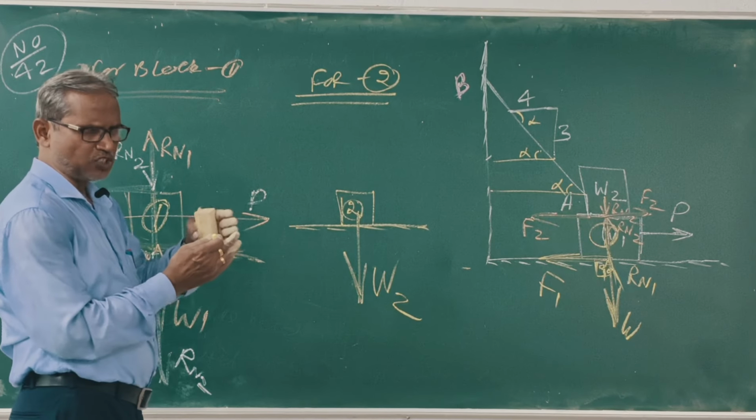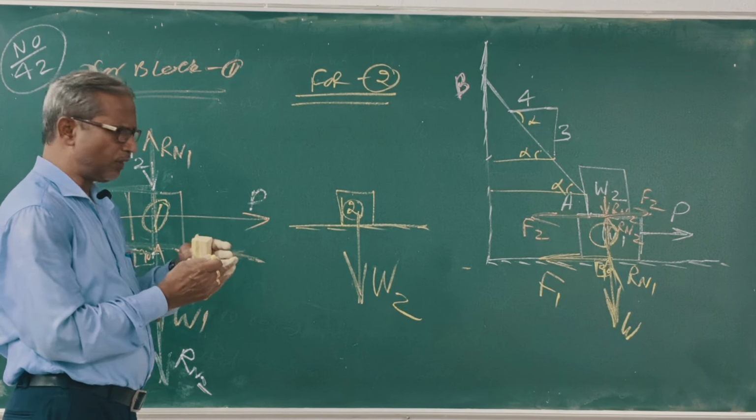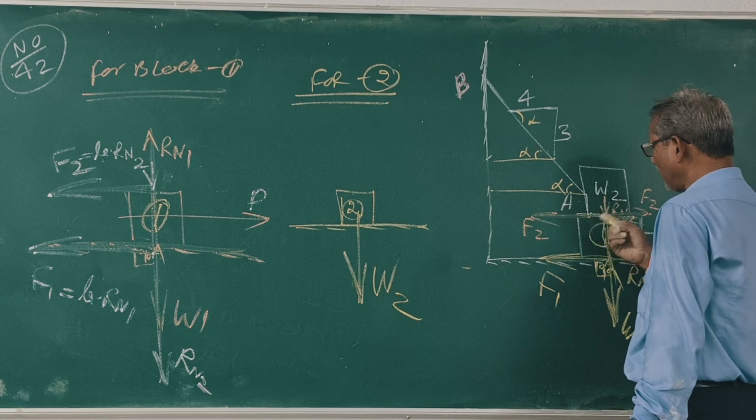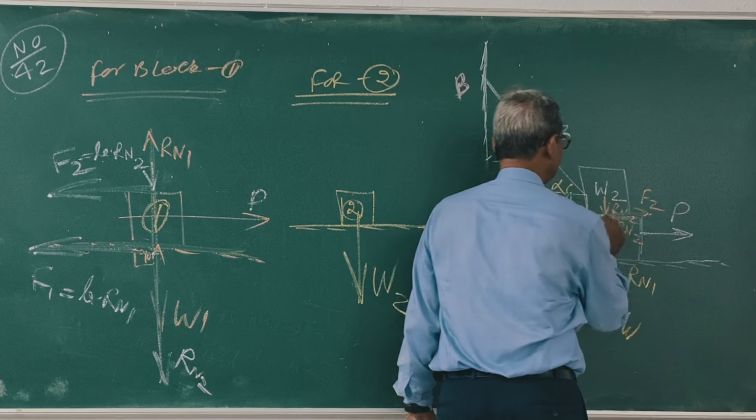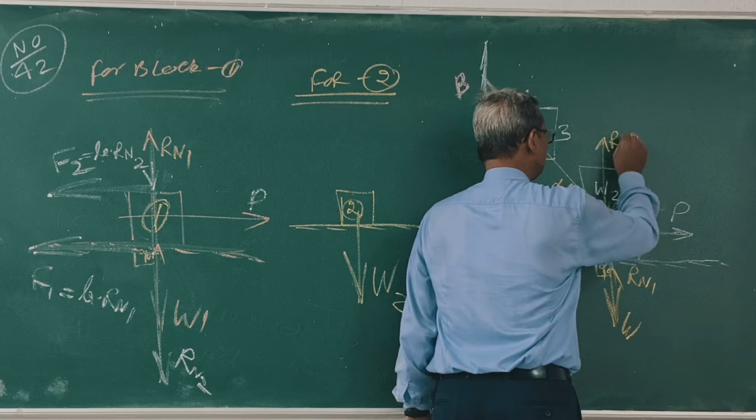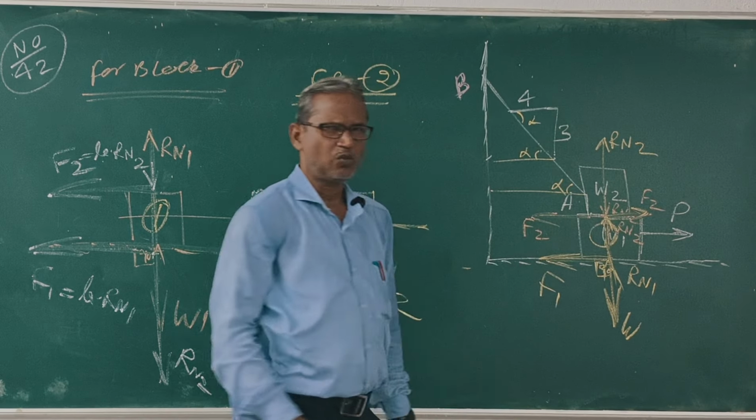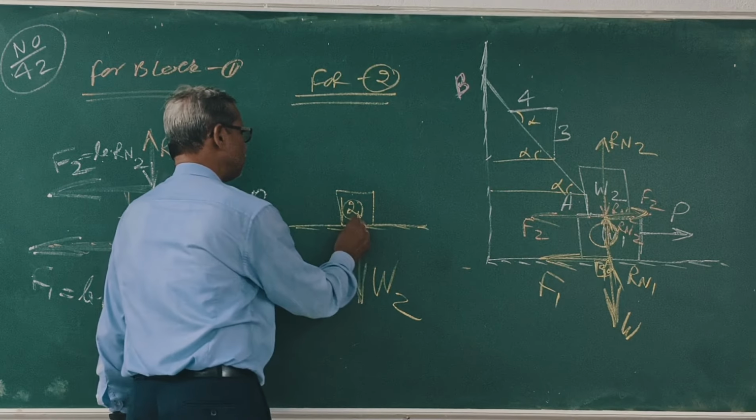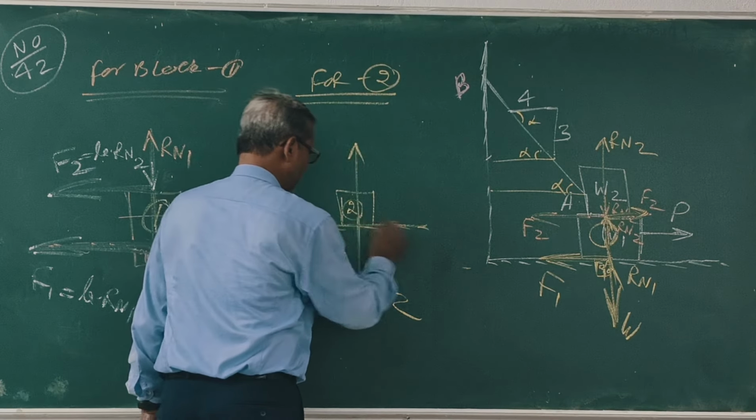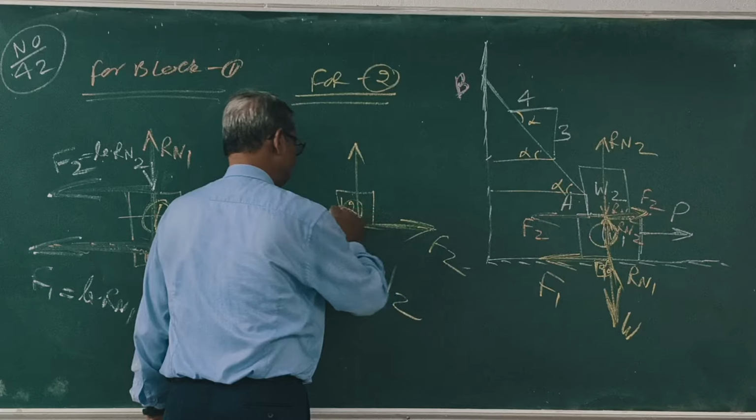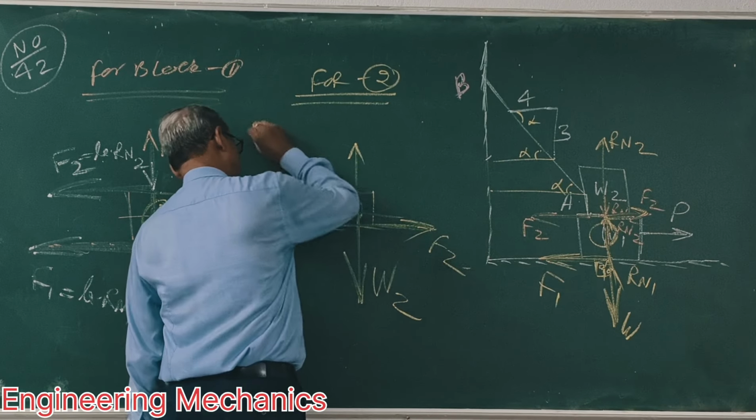That means for block 2, Rn2 and F2 for block 1 are opposite to F2 and Rn2. This is Rn2, this is F2. For block 2, this Rn2, this F2, and this force is T. Clear?